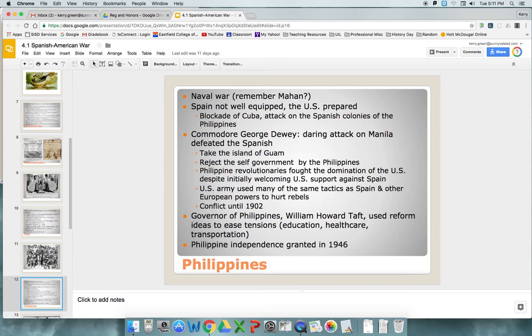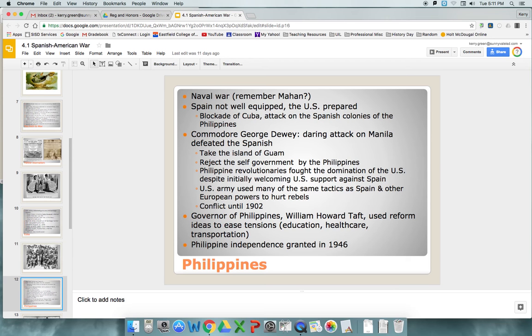Remember, they're interested in the Pacific. They're concerned about Japan. They want to keep trade with China. They now have Hawaii. So they have a lot of reasons to want to be in the Pacific. With Cuba, you're talking about an independent country, one that's very close to the United States, one that the U.S. kind of sees itself as taking on a big brother role, if you will. So the U.S. will reject Philippine self-government.